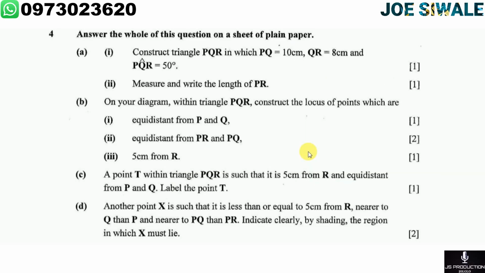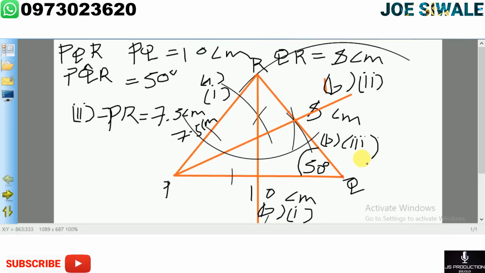Question C reads, a point T within triangle PQR is such that it is 5 centimeters from R and equidistant from P and Q. Label point T. So the question reads, point T within triangle PQR is such that it is 5 centimeters from R. So 5 centimeters from R is this locus, and equidistance from P and Q, and the line that had drawn that bisected line PQ was this line. The question proceeds, label the point T.